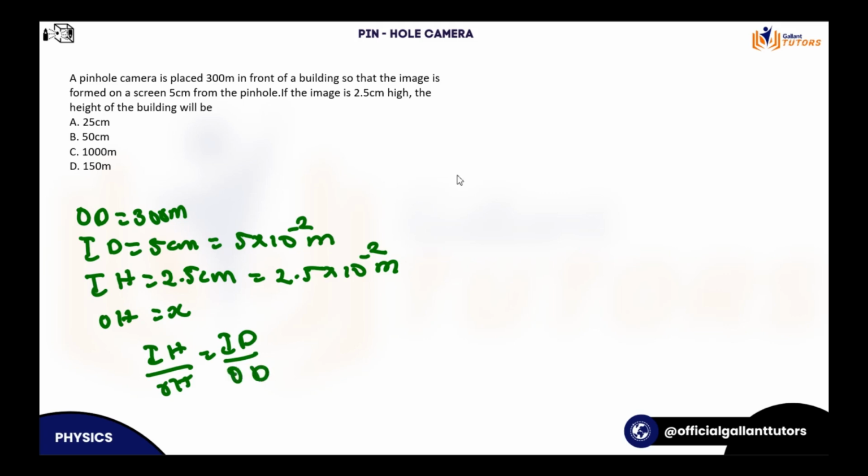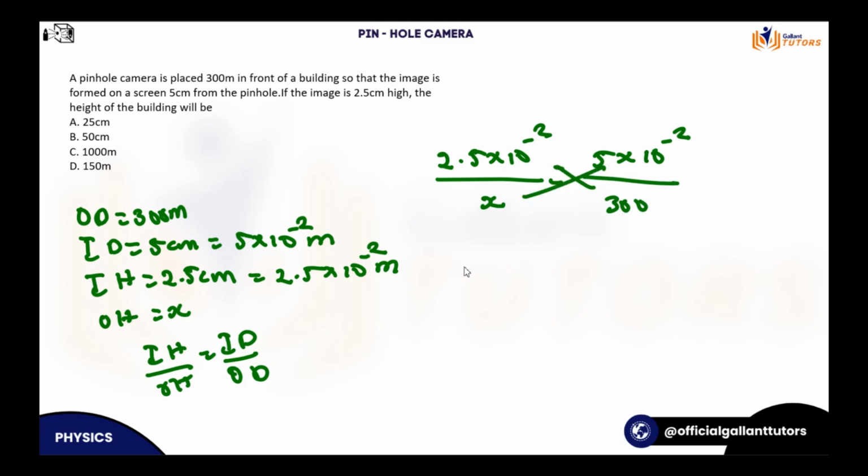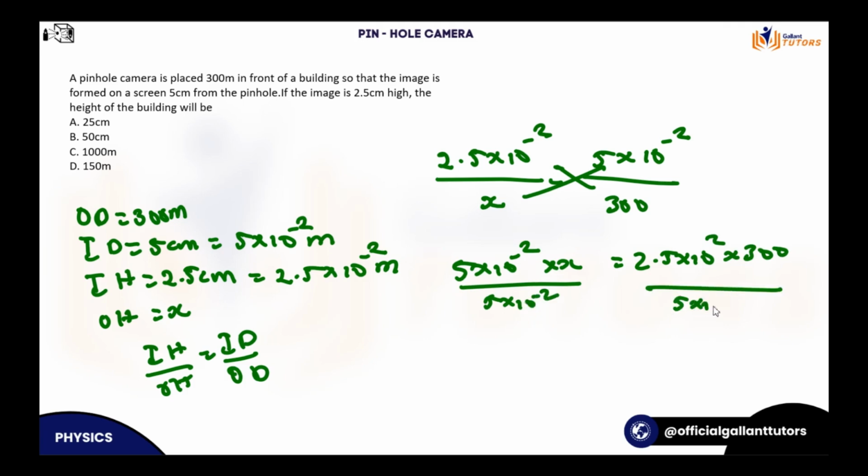Yup. All right, so we have 2.5 times 10 raised to the power minus 2 divided by object height. We don't know object height, yes. So image distance, 5 times 10 raised to the power minus 2 divided by object distance, 300 meter. Easy peasy. So we have 5 times 10 raised to the power minus 2 times x. Is that clear? I don't skip steps. This might be the last question, so let me take my time. Divided by 5 times 10 raised to the power minus 2, this cancels this, right? So we have x equal to this.